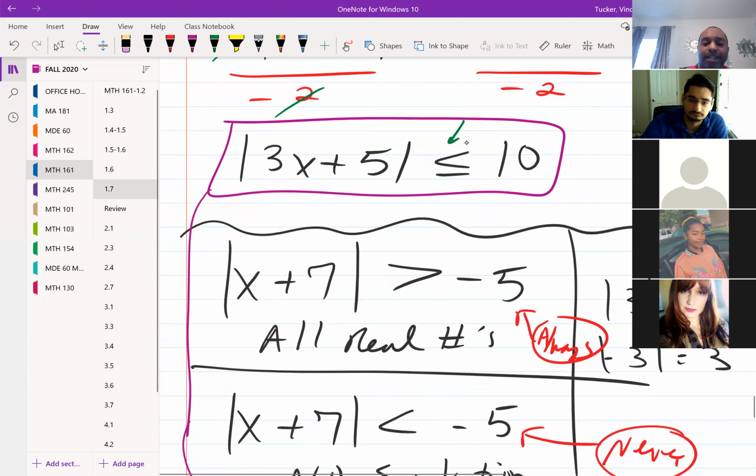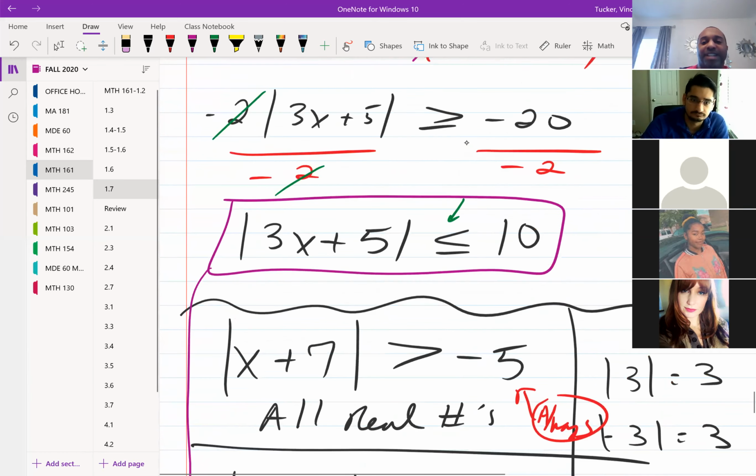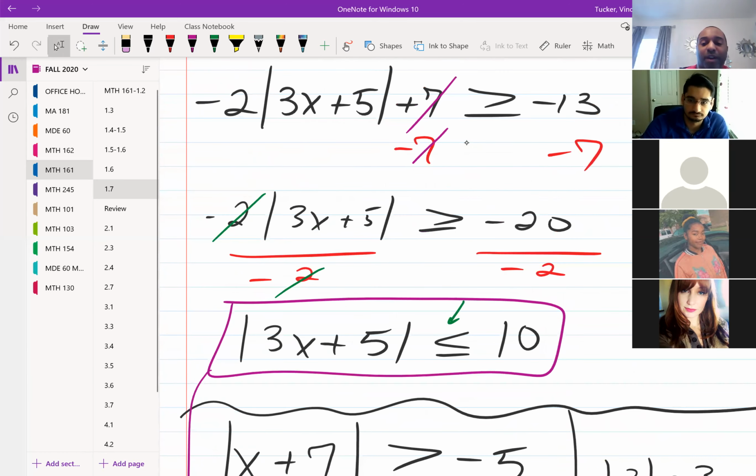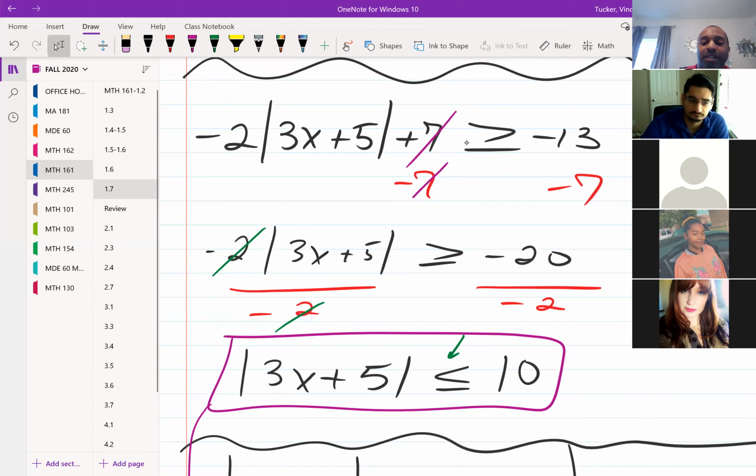For some reason, I got this in between my problems, so we're going to skip that and come back to it. I think somebody asked me a question when I originally did these notes that made me discuss it. But before we go to that negative situation or outcome, let's finish this one. We have the absolute value of 3x plus 5 less than or equal to 10.